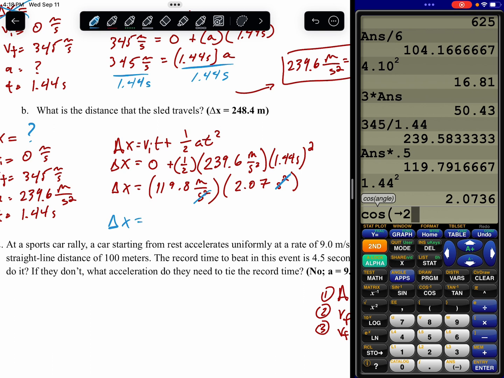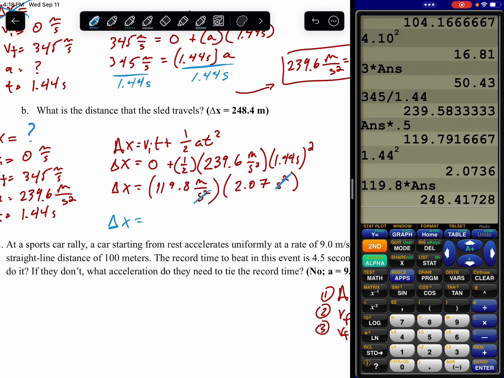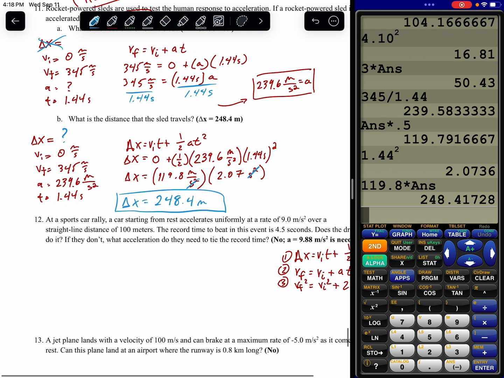So let's plug that into our calculator. I keep hitting stuff over here. I'm sorry. If you watch that and that's distracting, I apologize. 119.8 multiplied by what we already have in our answer there, 2.07. 248.4. 248.4, and the units left over are meters. That checks out. We are happy physics students.